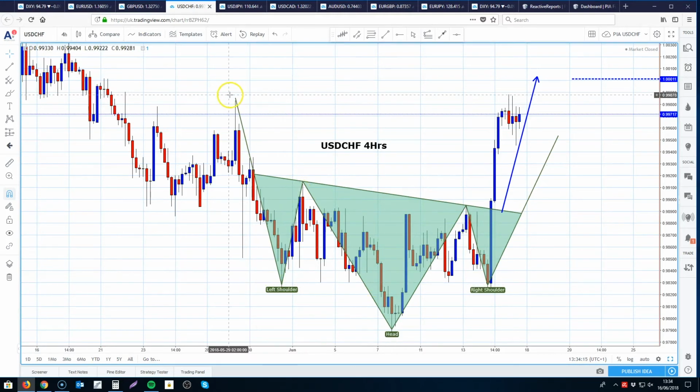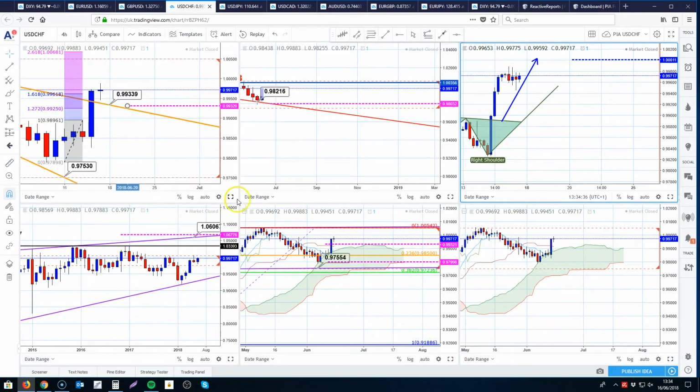Now there's only a mild word of caution really going into the beginning of this week, and that's this reverse head and shoulders. So we've got a left shoulder, we've got a head, then we've got a right shoulder, and the projected measured move target is very close to that psychological big figure, the one big figure.